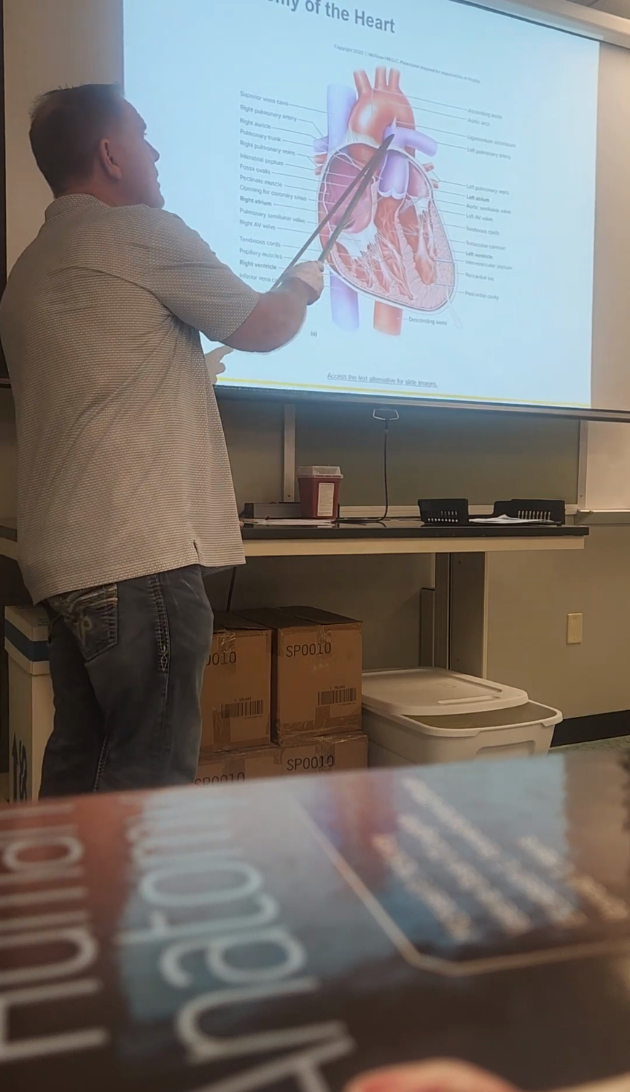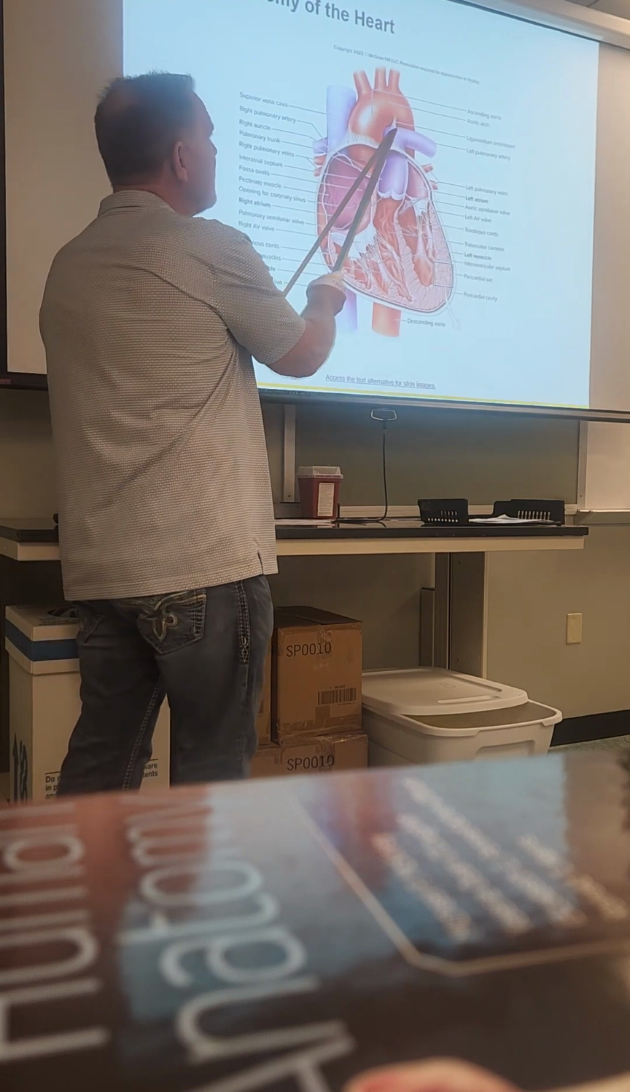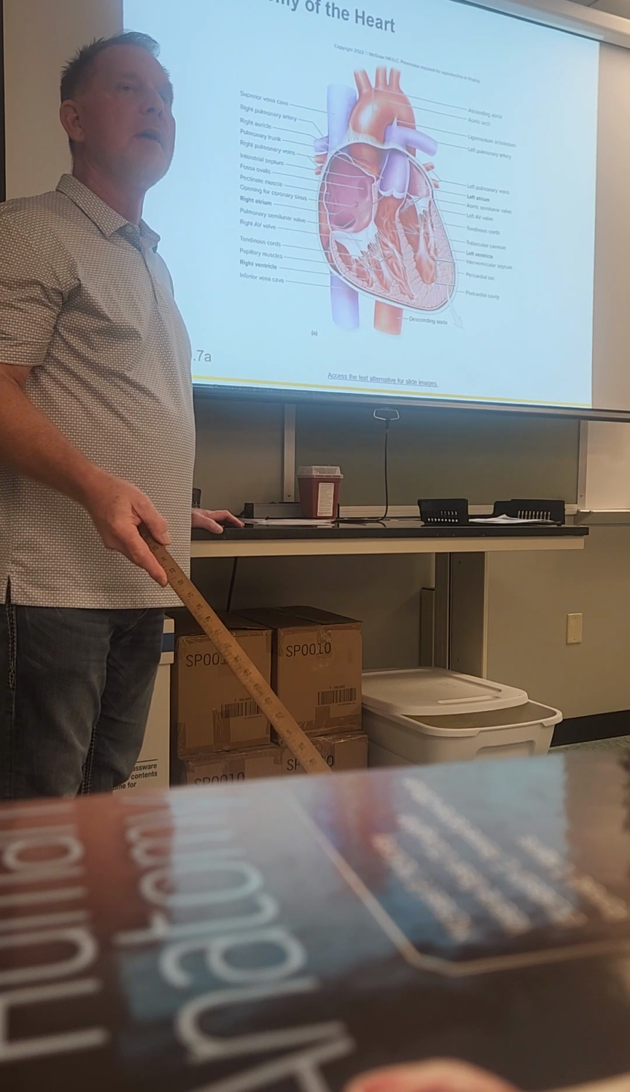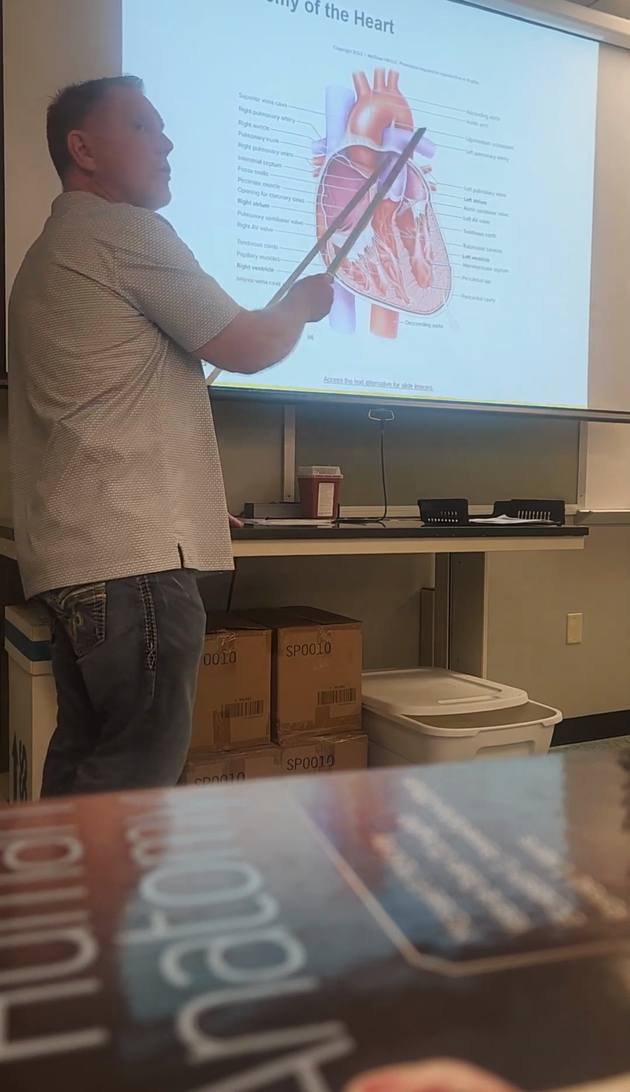Now, here's another structure you won't get tested over. This is called ligamentum arteriosum. Everybody see it? This looks like a little piece of ligamentous tissue. If you look at an adult, it would look exactly like that. But if you look at a fetus in development, it's actually an open vascular structure.